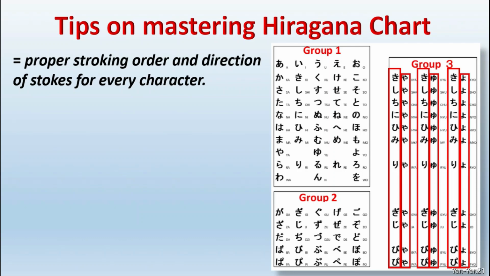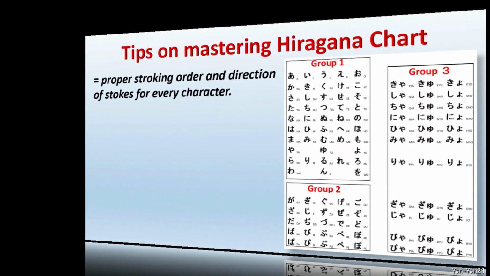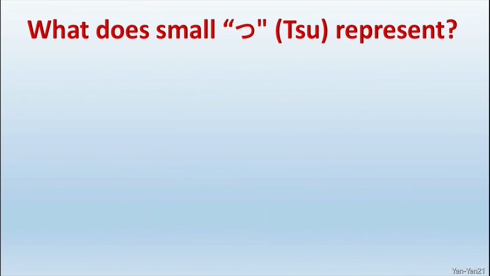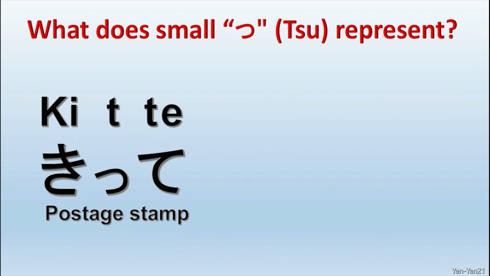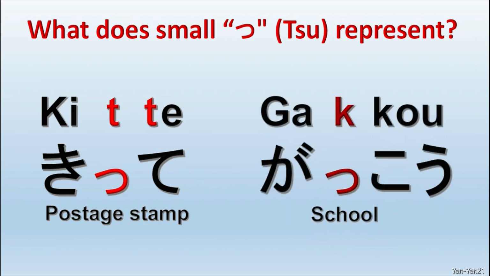Sometimes, you will encounter a word that has a small tsu character inserted between 2 characters. So what does the small tsu mean? Small tsu is used to make a double consonant sound in a certain word. For example, kitte. Kitte means postage stamp. Gakkō. Gakkō means school. In the given examples, there is a small tsu inserted between the 2 characters of the word.